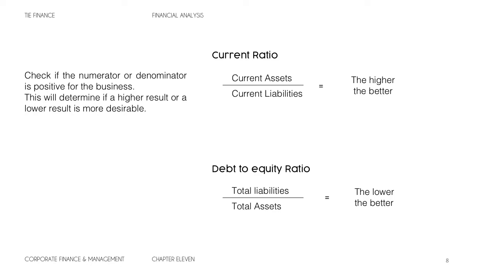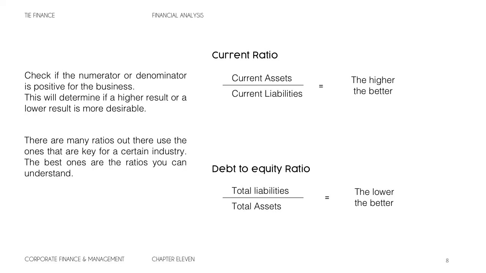So when using ratios in a company to measure its performance, you can use these ratios and measure from time to time how the ratio is behaving. And there are many ratios out there. Use the ones that are key for a certain industry. And the best ones are really the ones that you can understand. So search the internet or books for ratios and use them as you want, but understand them first.